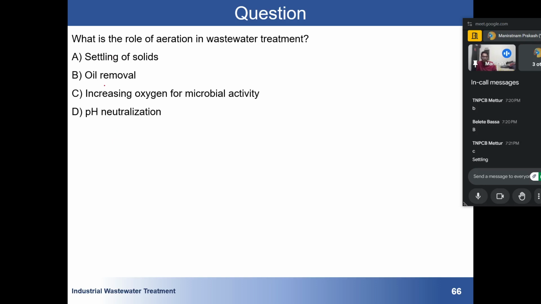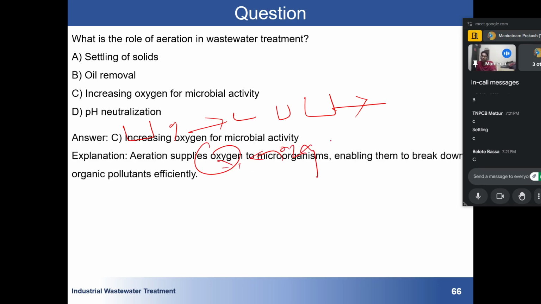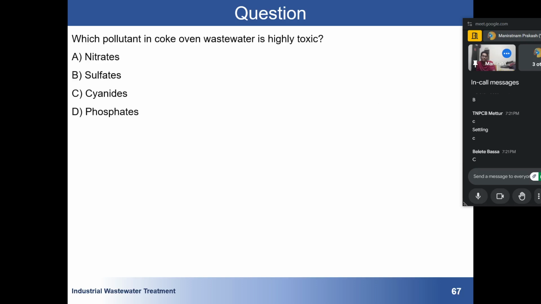What is the role of aeration in wastewater treatment? If you remember the unit, there is a screening, then aeration, then it is passed through settling, then primary sedimentation tank, then secondary, and so on. Increase the oxygen. Yes, we know that organic matter is there and that needs oxygen. So why not provide that oxygen? So increase oxygen for microbial activity.